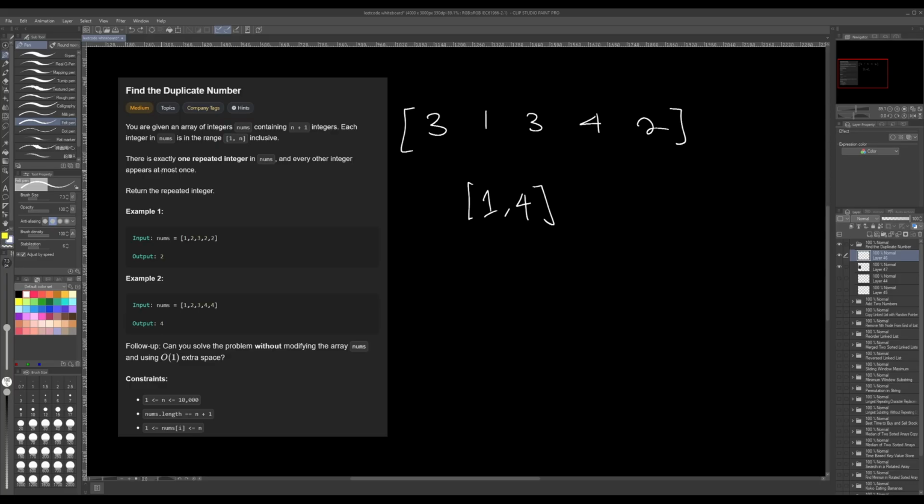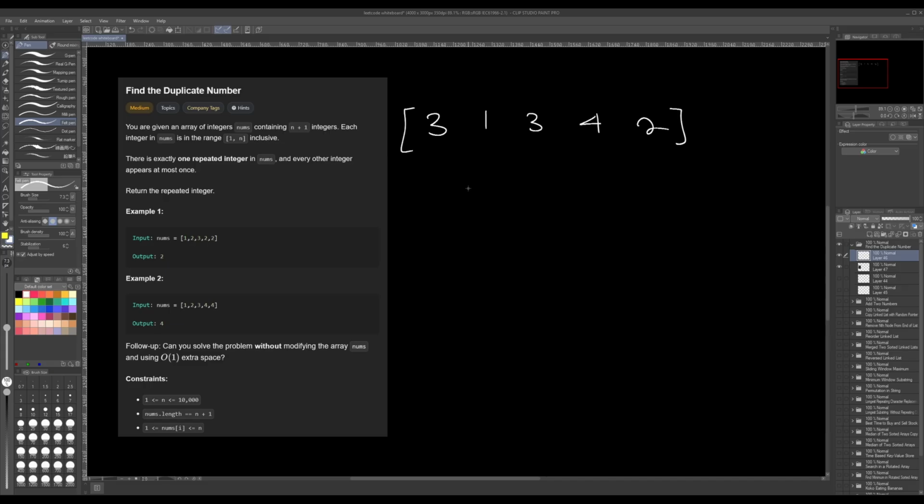And then the next condition is there's exactly one repeated integer in nums, and every other integer appears at most once. So in this case, our repeated integer is 3. And of course, we can have more than one duplicate. In this case, we have 2 extra 3s here. This is also valid. But let's say our input were to be like this, we have 2 3s and 2 4s. This wouldn't be a valid input because we have 2 sets of numbers that are duplicates. So only one number gets to be the duplicate.